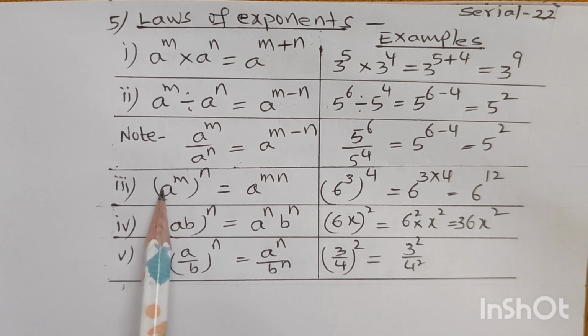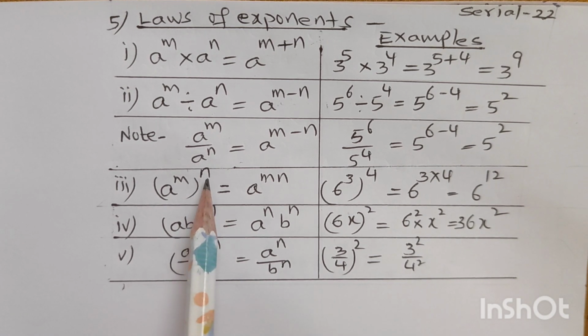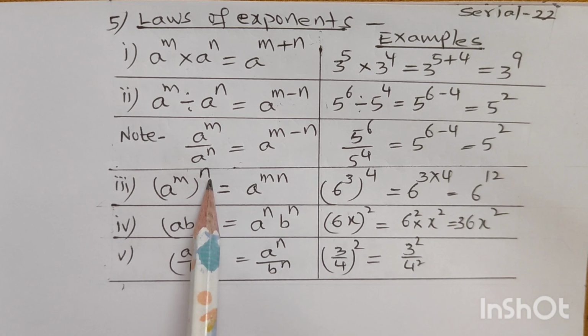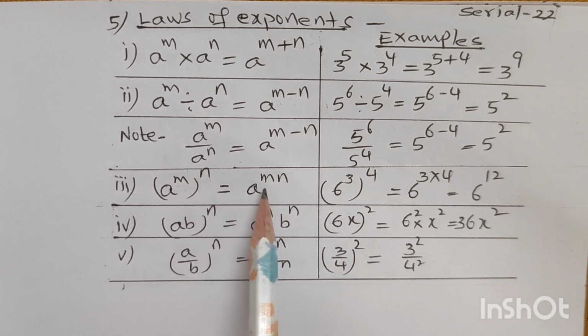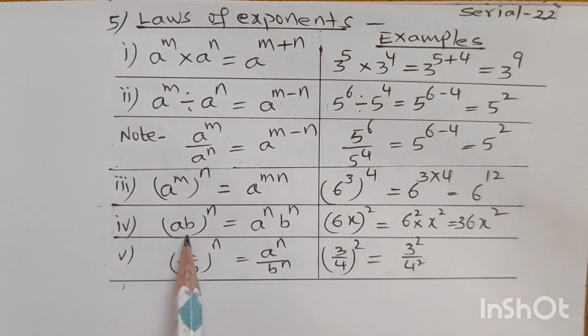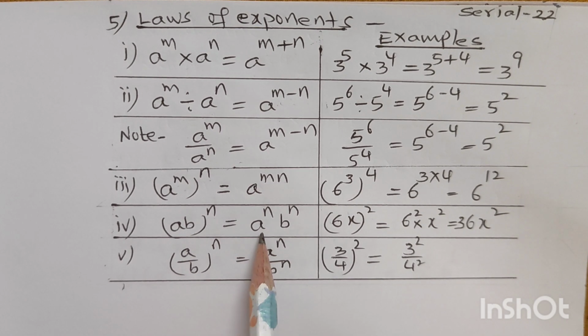a raised to the power m, and then the whole thing is again raised to the power n. The two powers get multiplied: a to the power m into n is a to the power mn. a into b raised to the power n: the factors inside are a and b, so both get raised to the same power n. a by b raised to the power n: both numerator and denominator are raised to the power n.